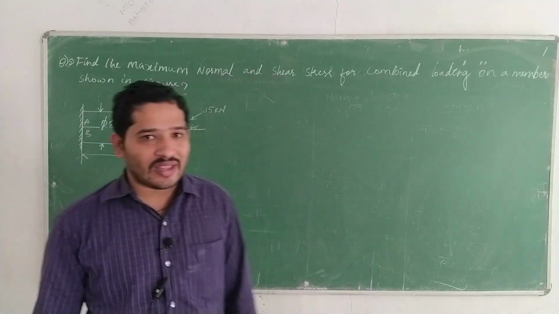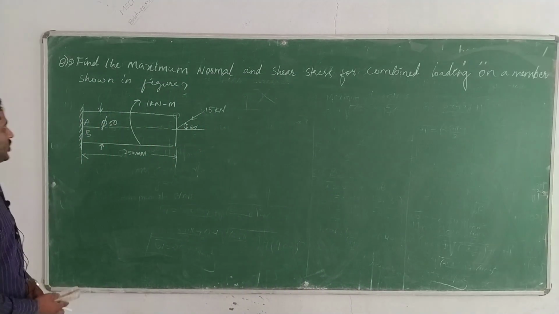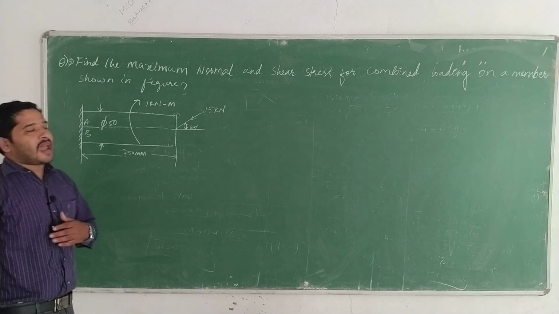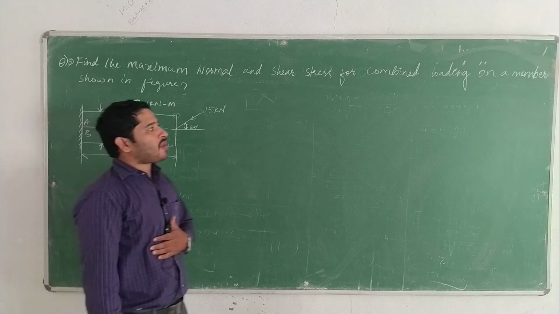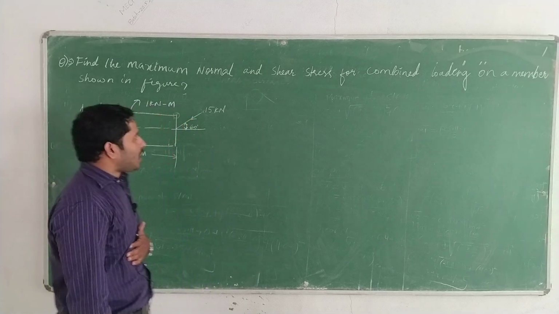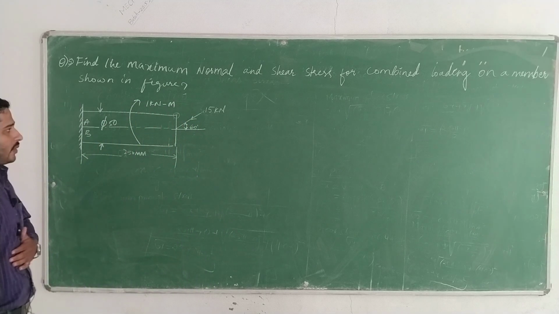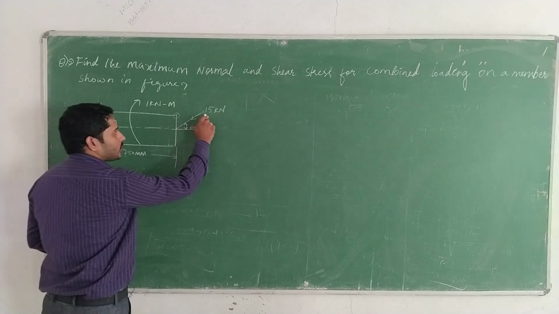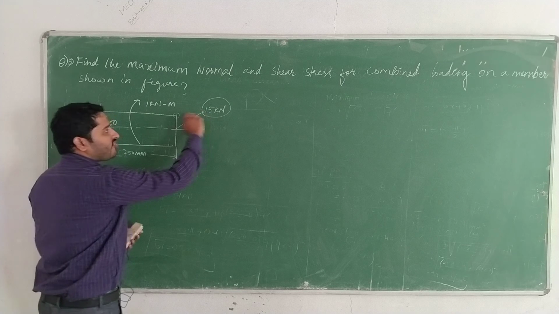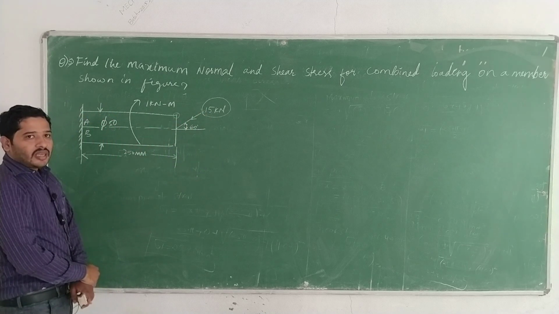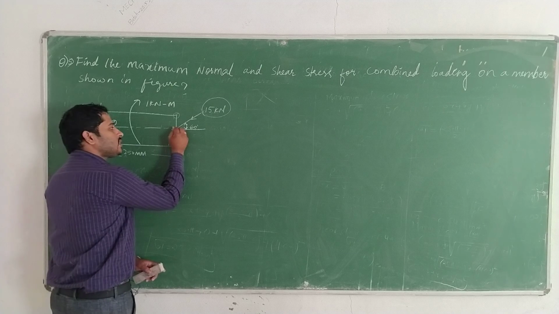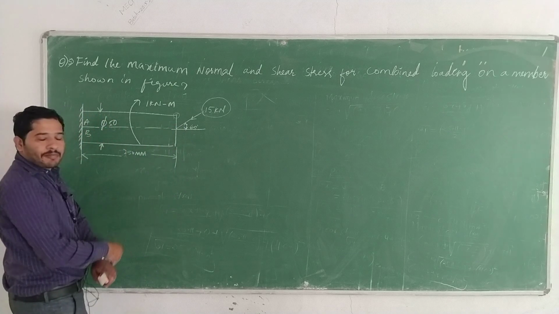Today we are going to learn the fifth problem in machine design. Find the maximum normal and shear stress for combined loading on a member as shown in the figure. Let us see the first force. The force of 15 kilonewton is acting at this point, or we can say acting on the axis.